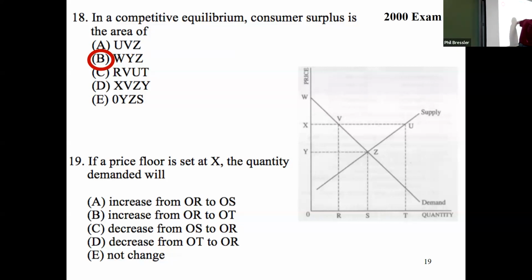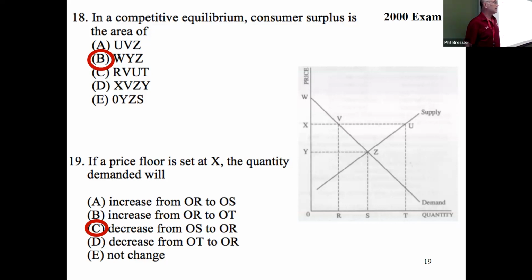First thing, the price floor is above the equilibrium, so it's binding. I'm going to sell OR. Now, even though I'm supplying OT, only OR is going to be sold. Yes, sir. If the price floor wasn't binding, the quantity would stay the same. Say this is a price ceiling: if it's not binding, you could in your mind just erase the line, and then you're back to the equilibrium, okay?